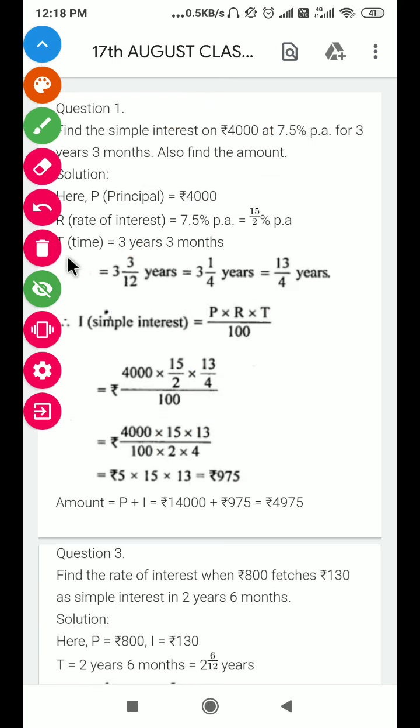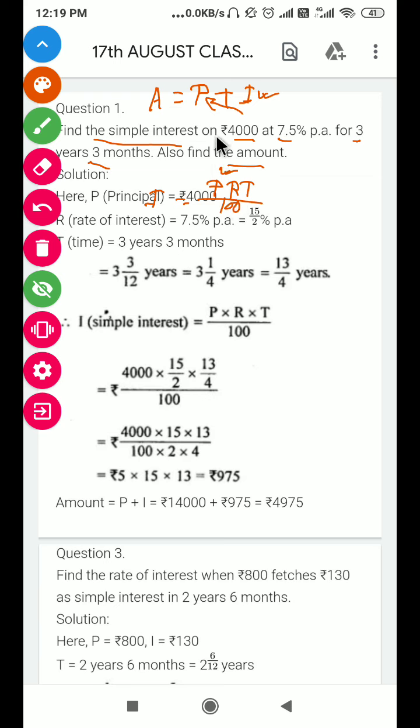Now our first problem is given. Find the simple interest on 4000 rupees, rate of interest is 7.5 and time is given as 3 years 3 months. So which things are given? You have to find out the amount of money. So how to find out the amount? Amount means principal plus interest. Clear? So principal is given here, 4000, and you have to find out the interest. So what is the formula for finding the interest? Interest is equal to PRT by 100.